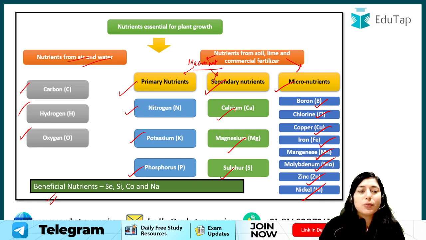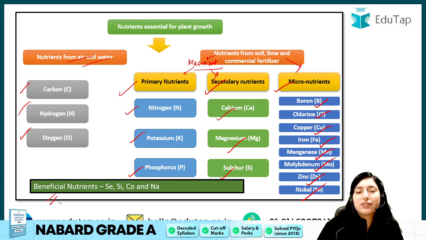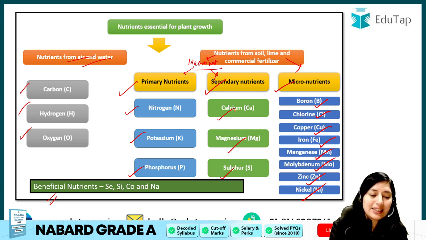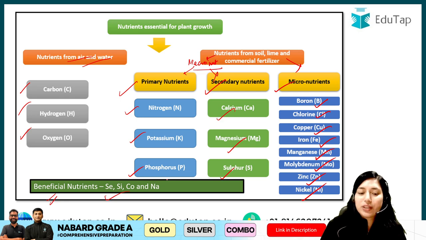Basically they are called beneficial nutrients because they are not directly involved in the metabolism, but if they are present in the plant, they add some kind of benefit to the plant. So that's why they are called beneficial nutrients. And the beneficial nutrients are selenium, silicon, cobalt and sodium. Now I'll give you an example.